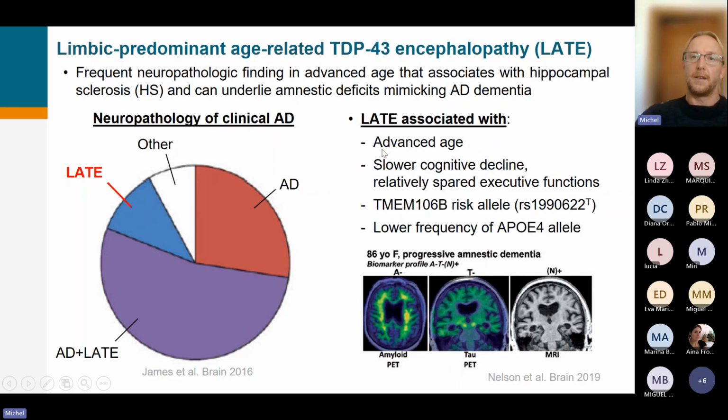What's known so far is that it's strongly associated with advanced age. It has a very similar dementia profile, but longitudinally it shows a more protracted disease course. It also appears to be more amnestic specific, so executive functions are relatively spared. It has been associated with some genetic risk factors, especially the TMEM106B risk allele, which had previously been associated with TDP43 pathology in frontotemporal lobar degeneration. This seems to be specific for TDP43, not so much for LATE in general. And at least when compared to AD dementia patients or AD pathology, LATE is also associated with a lower frequency of the APOE4 allele, which of course is the best established genetic risk factor for Alzheimer's disease.